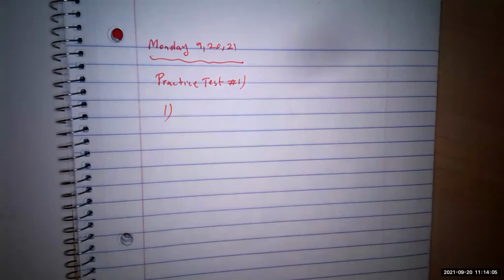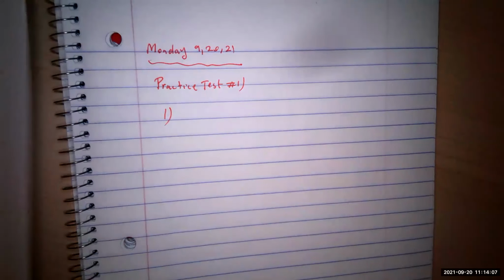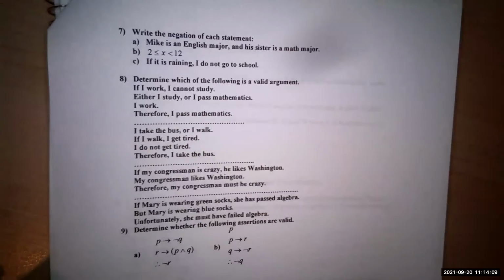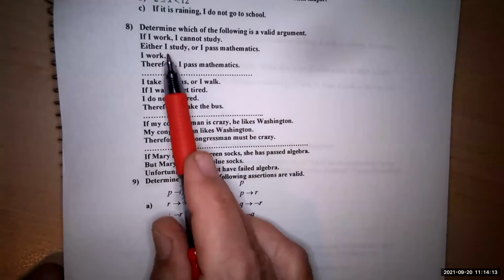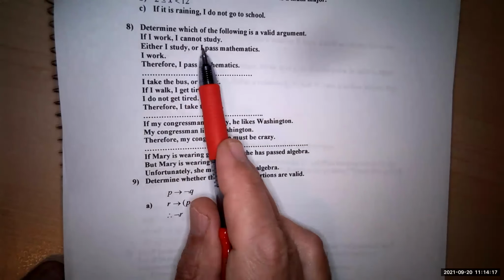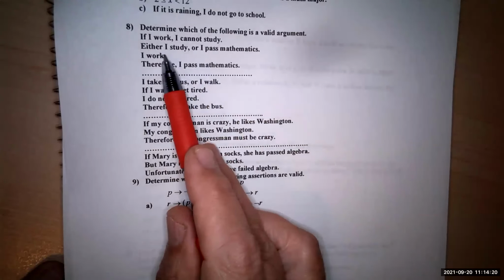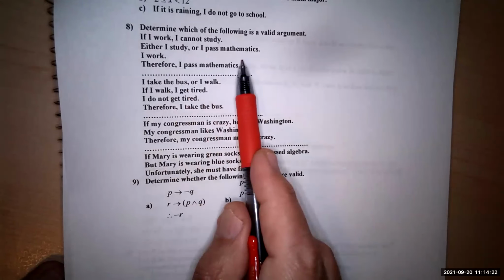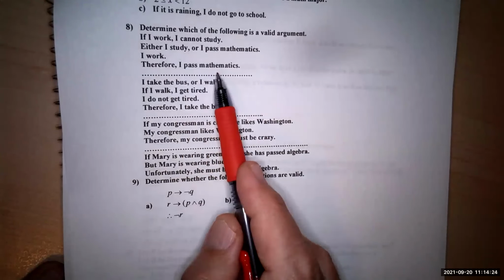We want to check if the argument is going to be valid. So this is the number 1 that we are going to consider. Okay, this is the case determined. So if I work, I cannot study. So it's going to be one case. Either I study or I pass mathematics. I work, therefore I pass math.